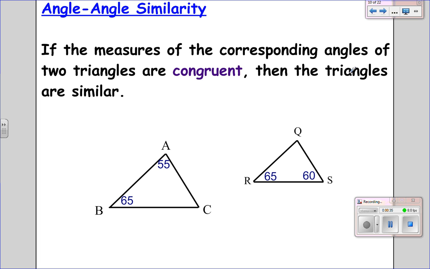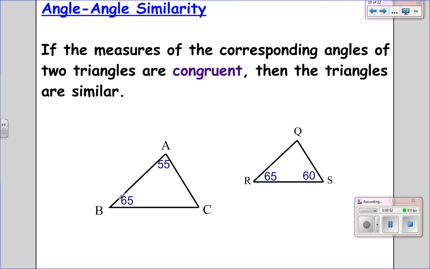So, with triangles, of course, as there was with congruence, there's ways to find shortcuts with similarity, and we're going to be looking at three of those. The first one is what we call angle-angle similarity, and this is if the measures of the corresponding angles of two triangles are congruent, then the triangles are similar.